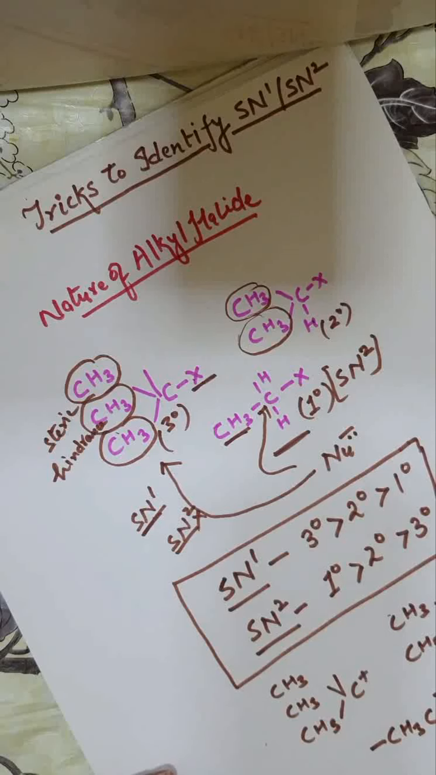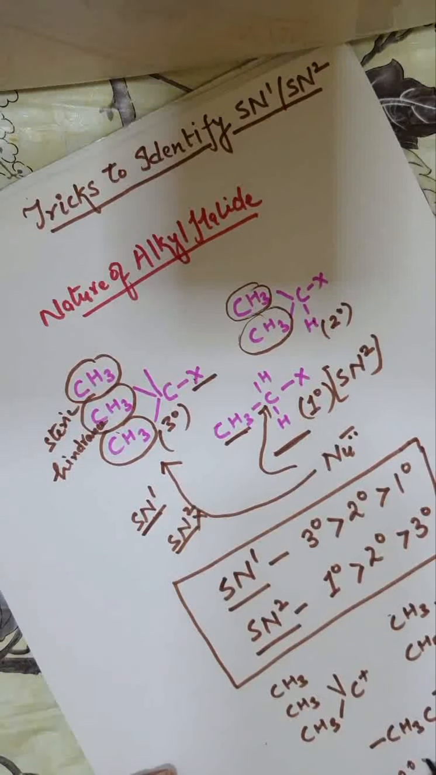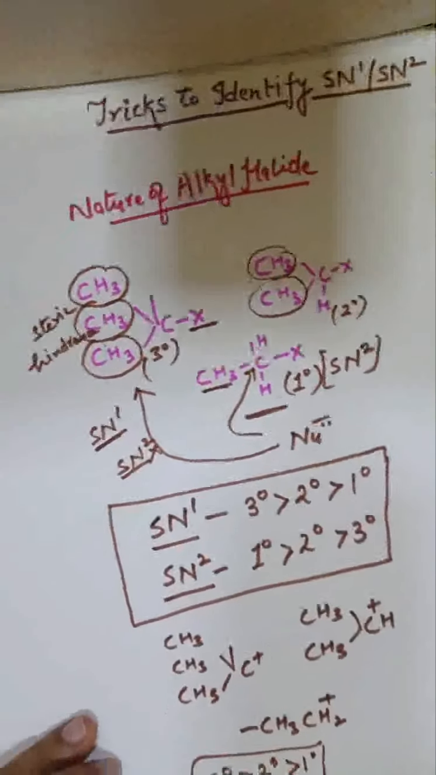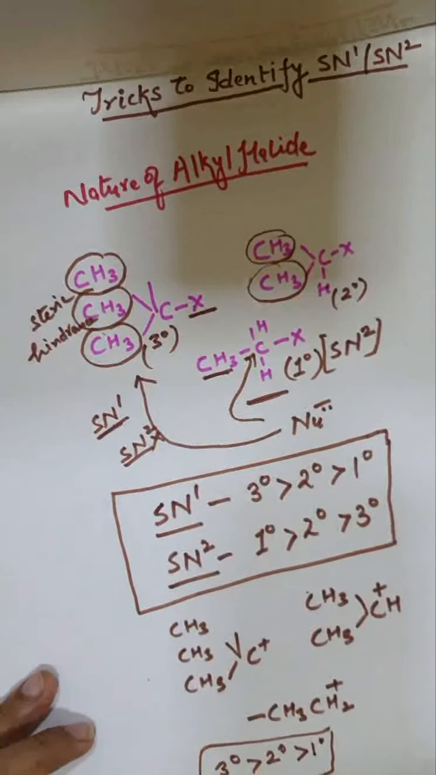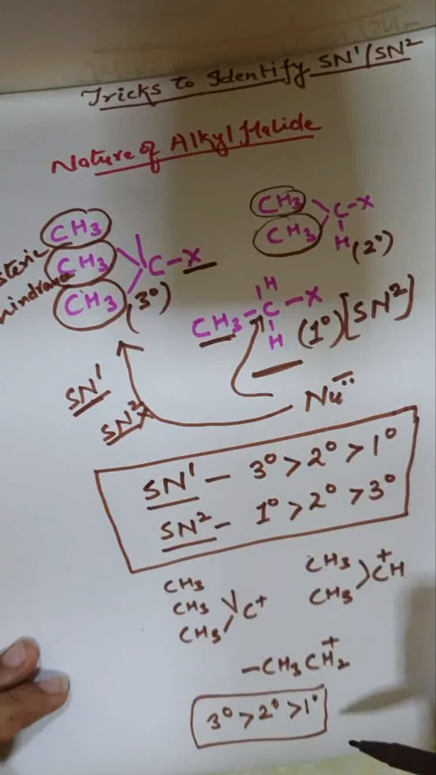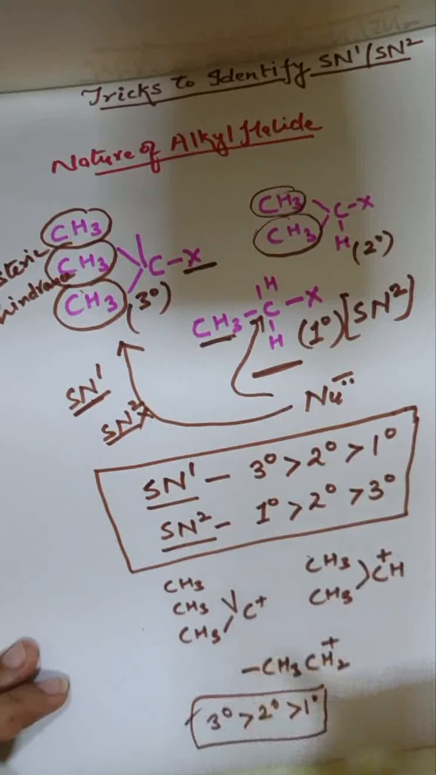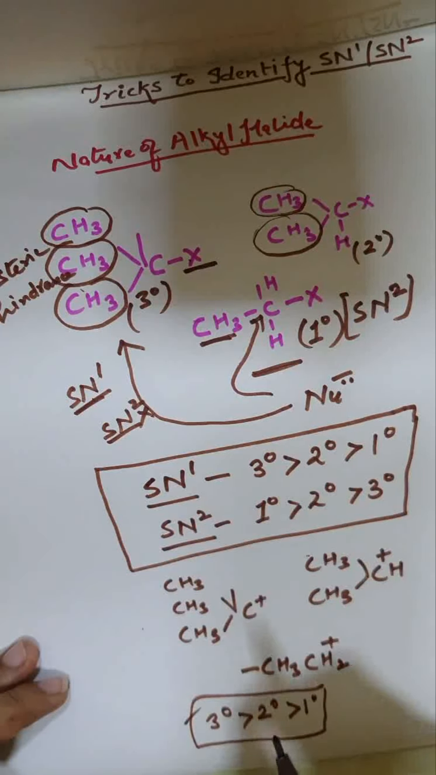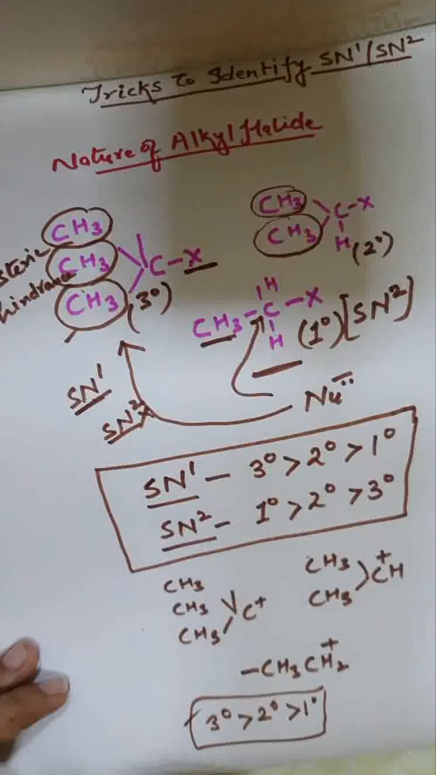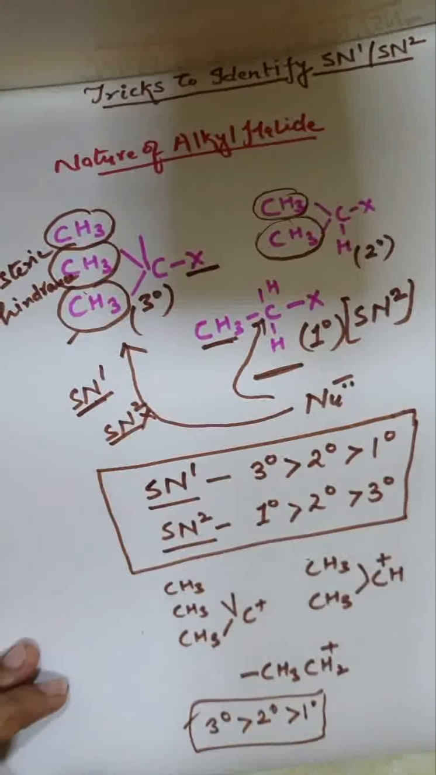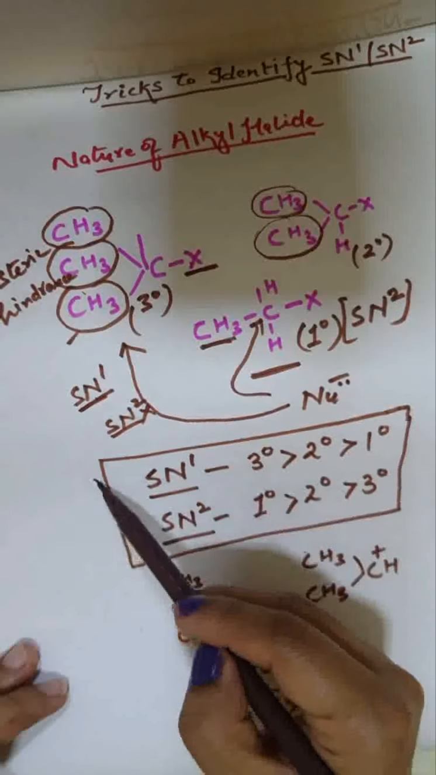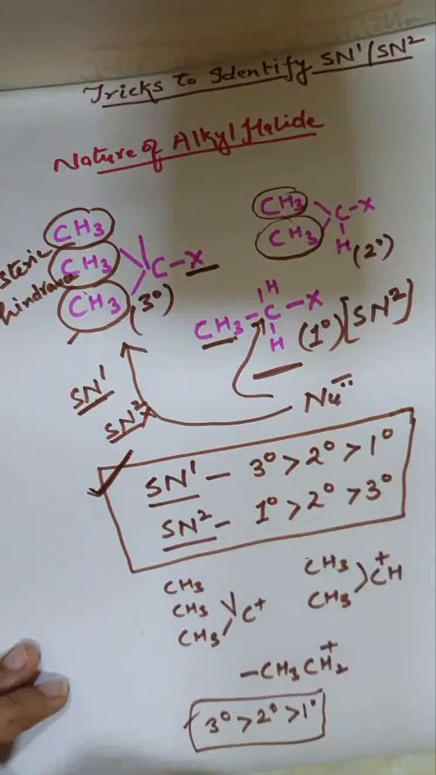And what is the stability order of the carbonium ion? Tertiary, secondary and primary. Means primary carbonium ion is the least stable. Okay. So the tertiary carbonium ion is most stable, so it will be formed easily. So SN1 reaction will occur easily with the tertiary carbonium ion. So two factors depend here, steric hindrance and the stability of the carbonium ion. So the order will be this one.